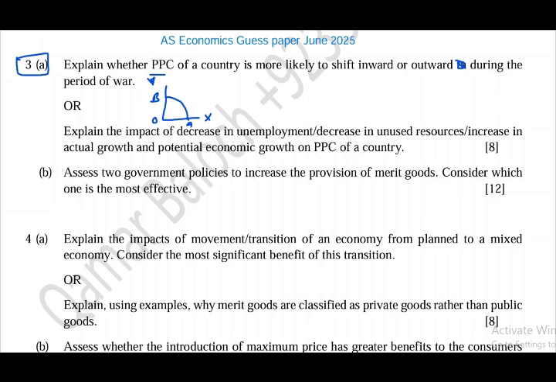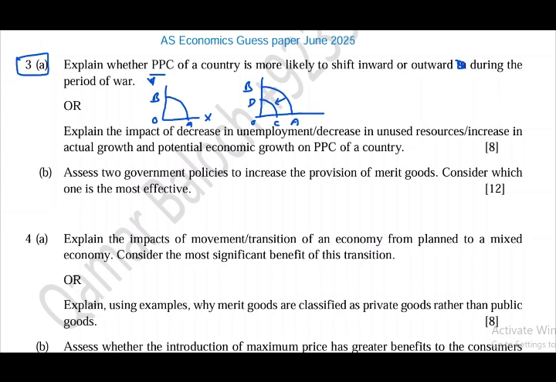Then you have to analyze the situation that the PPC may shift inward during the period of wars, because an inward shift basically shows a decrease in quantity and quality of resources, right? So a decrease in quantity or quality of resources. So the PPC shifts inward from AB to CD during the period of war because resources are depleted and destroyed during wars. So it is likely that the PPC may shift inward during the period of wars.